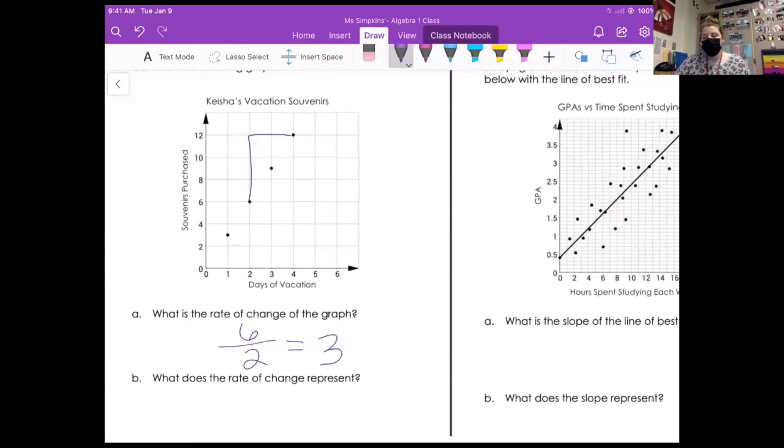Part B is saying, what does it represent? So what does it mean for this graph? Look at the labels of the graph. So what is this 3 telling me? Yeah, Thor. And souvenirs per day. So 3 souvenirs per day. And until this morning, I did not know that's how you spelled souvenir. It looks like souvenir.